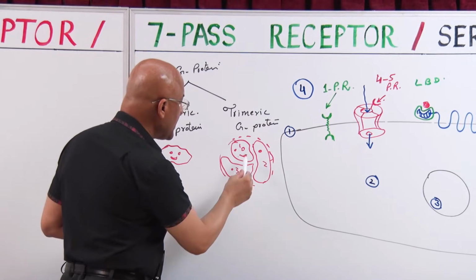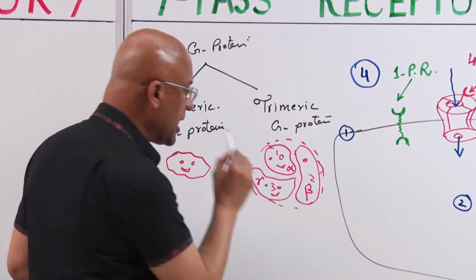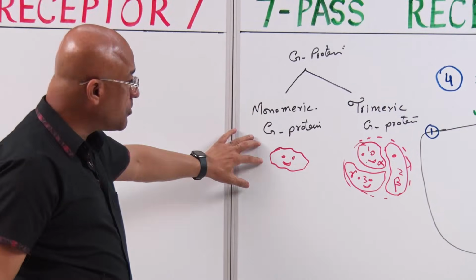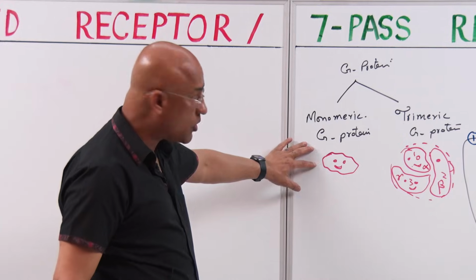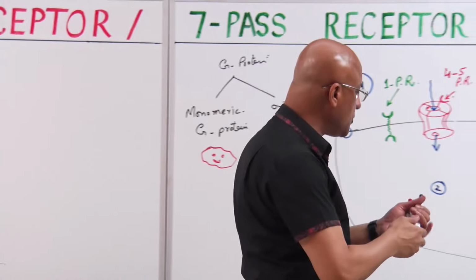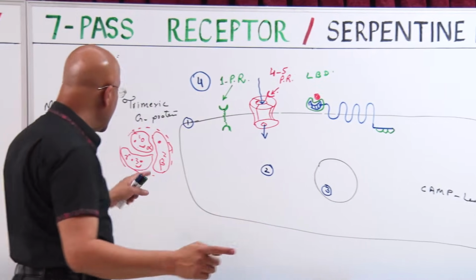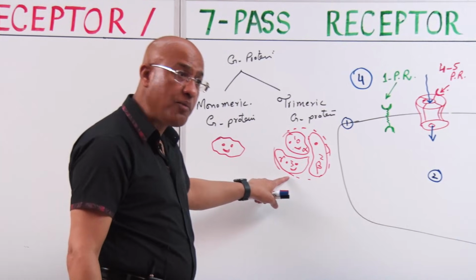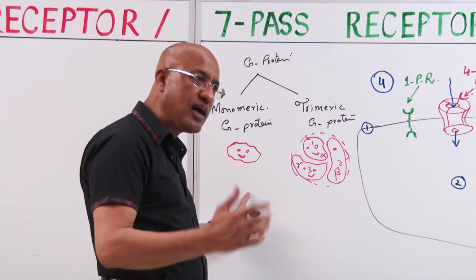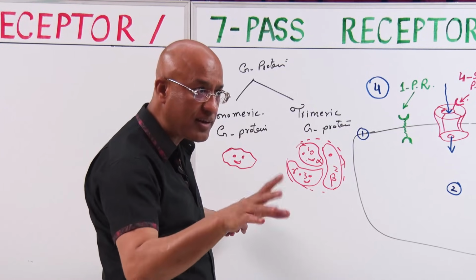You must be knowing that they are named as alpha component, beta component and gamma component, right? So, G proteins can be monomeric G proteins, G proteins can be trimeric G proteins, and the G proteins which interact with the 7-pass receptors are actually trimeric G proteins, not monomeric G proteins. Monomeric G proteins have different signaling pathways.